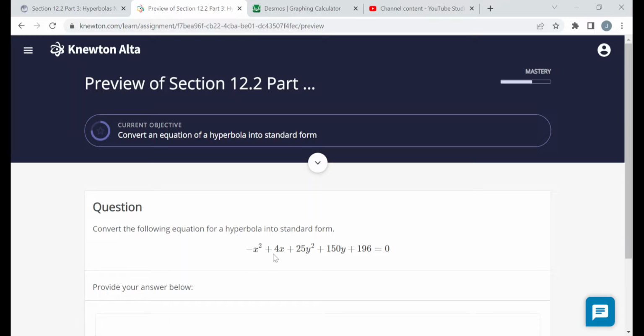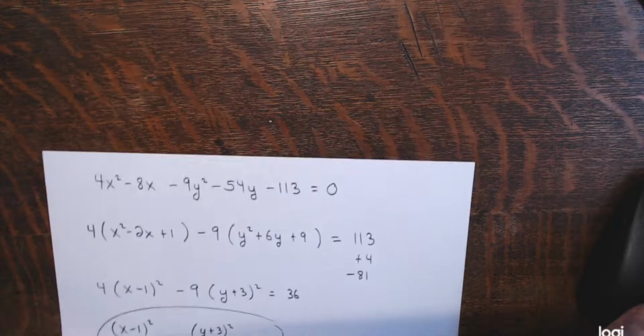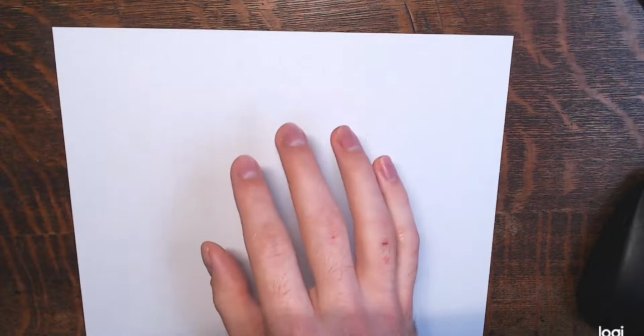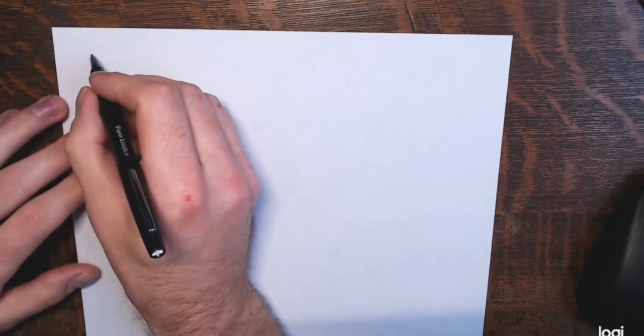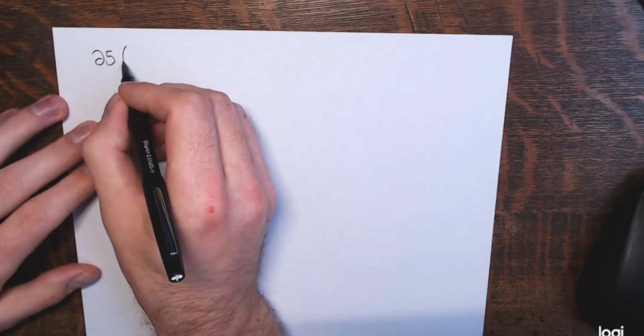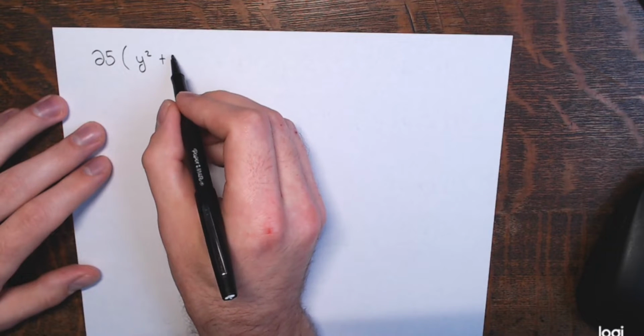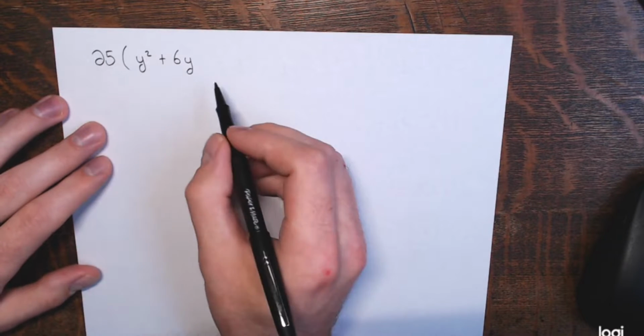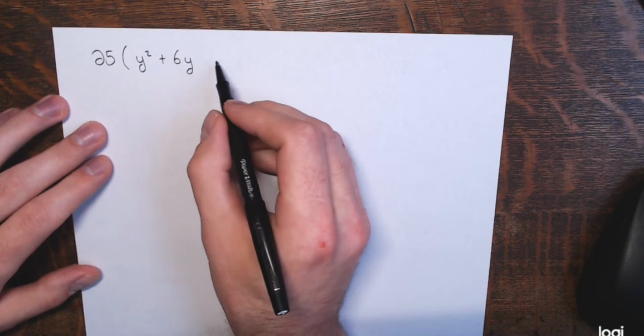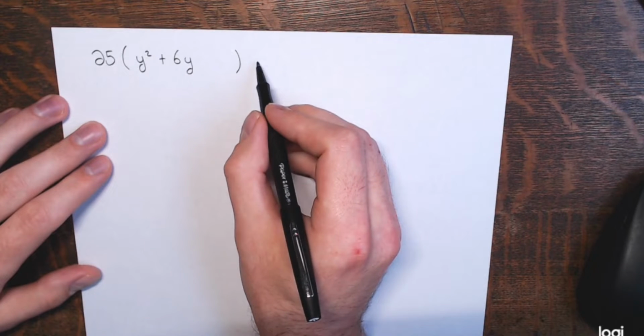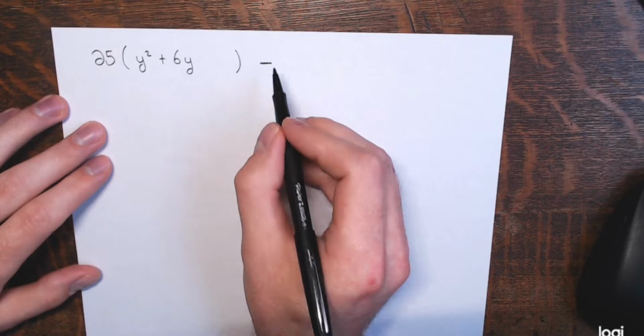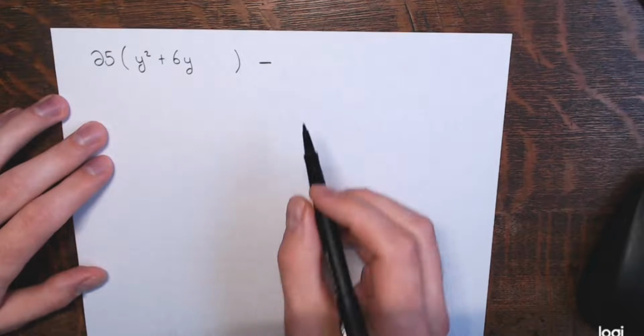So I'd factor out -1, or just a minus sign, from the x terms, and then subtract 196 from both sides. So I'm just going to jump to that step. So I factored 25 out of those y terms, and it would be 25 times the quantity y squared plus 6y. Alright, 25 times 6 is 150. And then some space. And then I factored a -1, just a minus sign, out of the x terms.